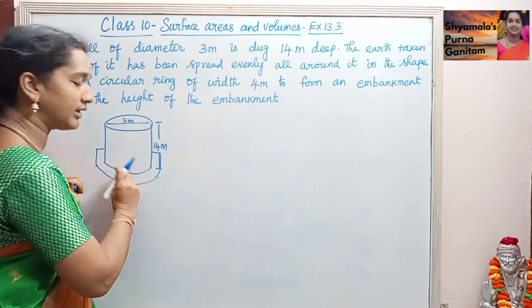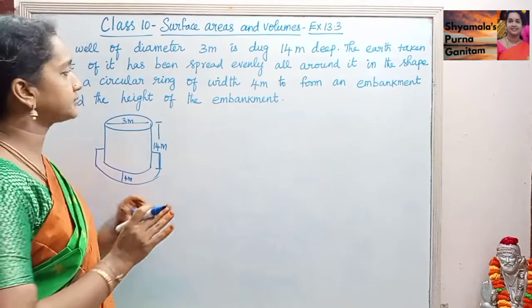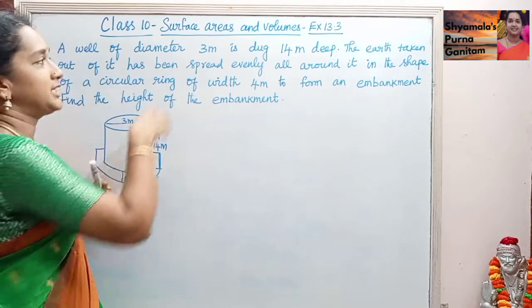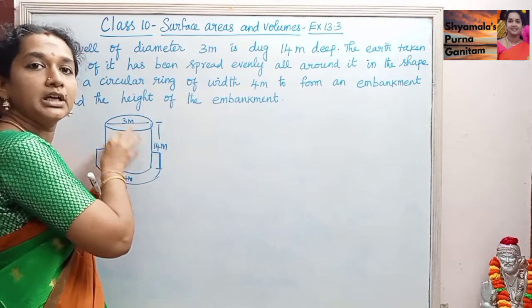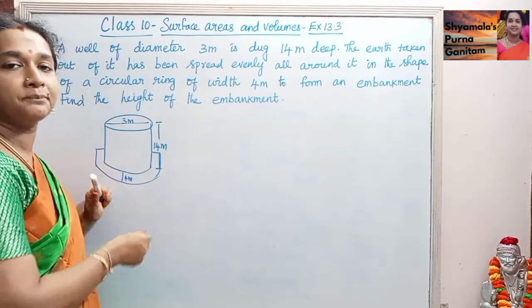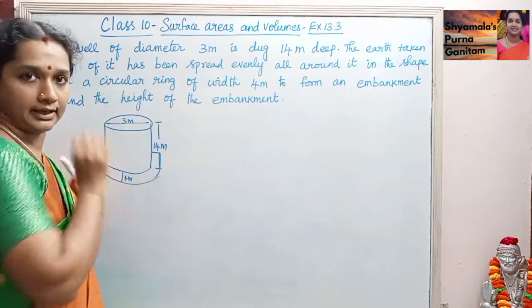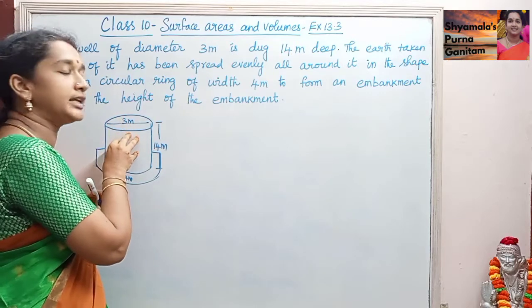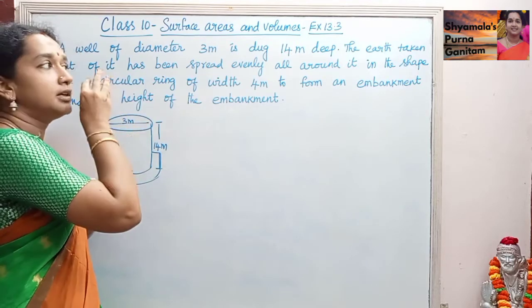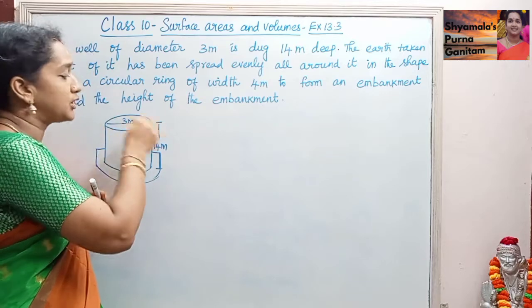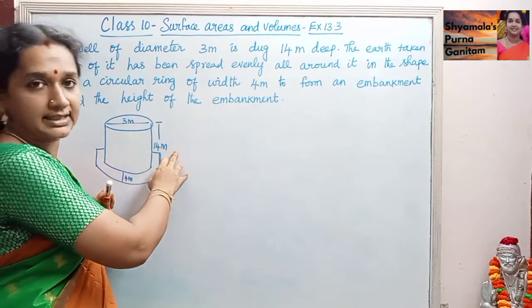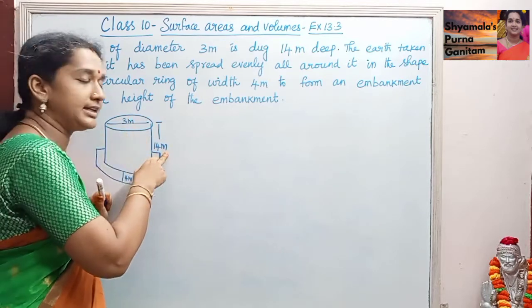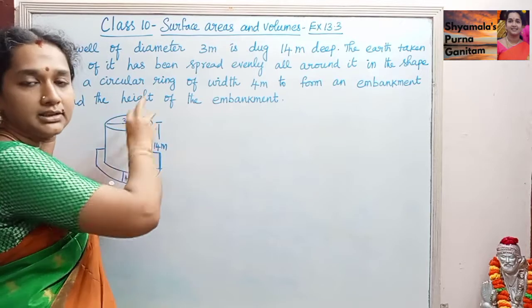So for this the width is given, and we are asked to find the height of the embankment. From this it is clear that the volume of the earth that is taken out is equal to the volume of the circular ring. For both, information is given. For finding the volume of the earth taken out, that is the cylindrical well, the radius and the height are given: pi r squared h, with radius 3 by 2 and height 14 meter.